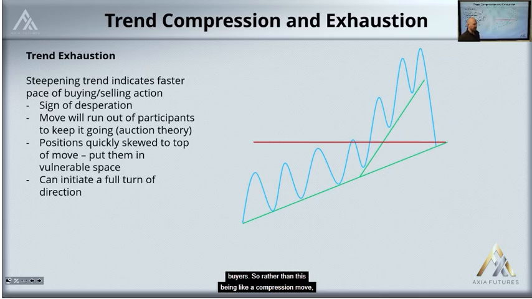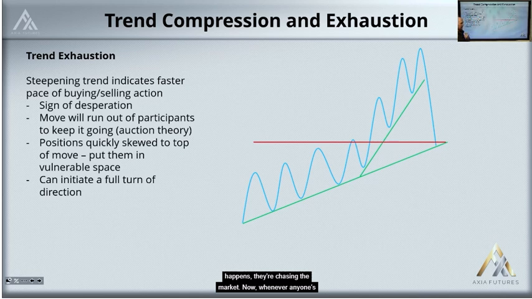So rather than this being like a compression move, let's say a compression to the upside, where you run out of buyers because they're realizing they're not getting paid for the move that they're looking for, in an exhaustion version, what's happening is you're running out of buyers because they're not willing to go to such prices to buy. So as you get this drive up, this essentially is a sign of desperation. It's a sign that people have not lost rationality, but that they're willing to buy whatever happens. They're chasing the market.